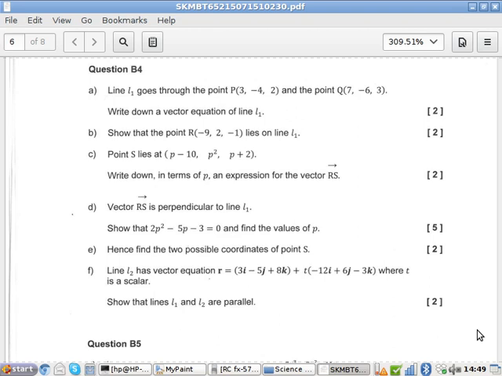For Thursday, how many worksheets? 2, 3, 4, 5, 6, 7, 8. And how many for maths? There's just the last topic, the probability. It's probably like 3, is it? Yes, it's 3. So in total we have 11 topics.